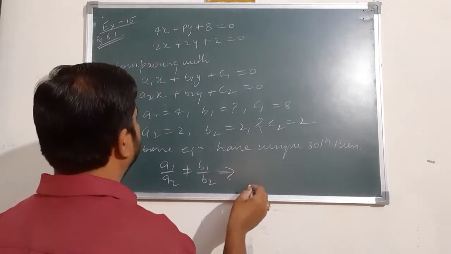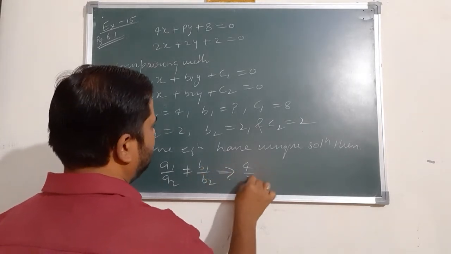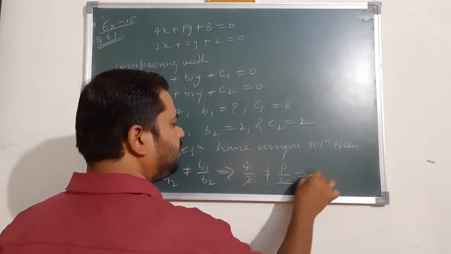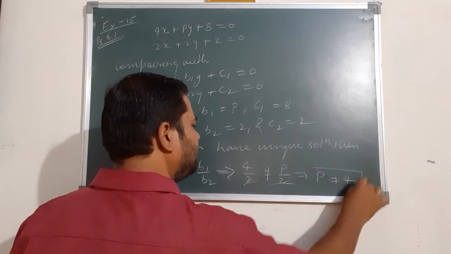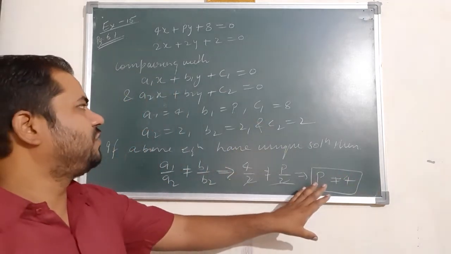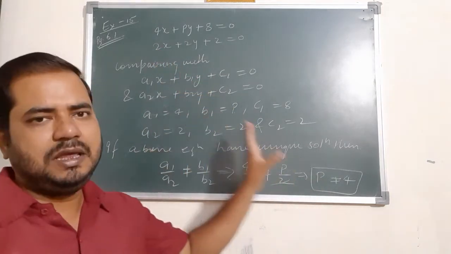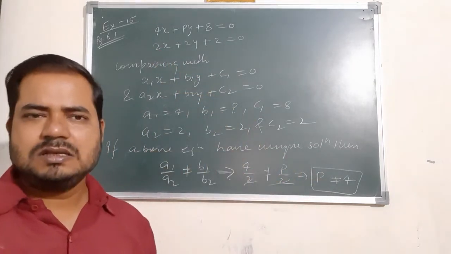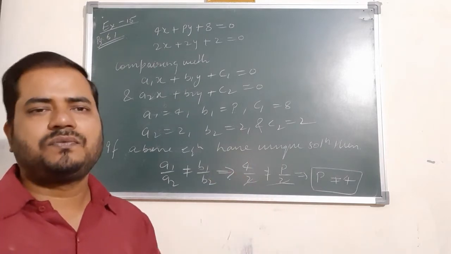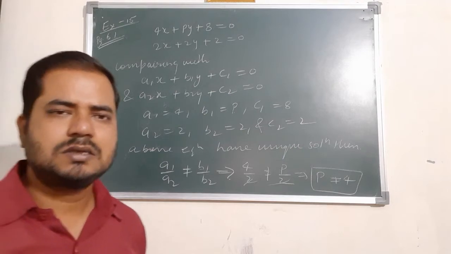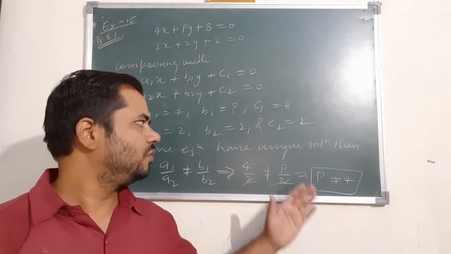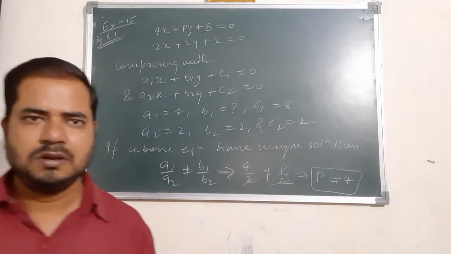So this implies 4 upon 2 is not equal to p upon 2. 2 cancels out. So p does not equal to 4. That means if p does not equal to 4, then they have unique solution. That means except p is equal to 4, the pair of linear equations has unique solution. Okay, so please note it down. One more question we have to see on this.